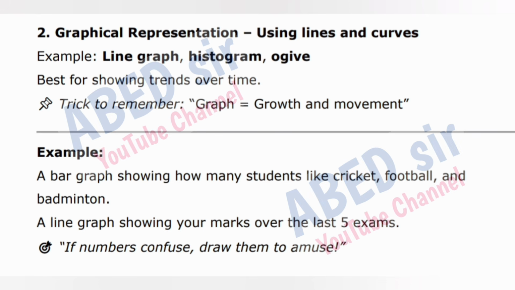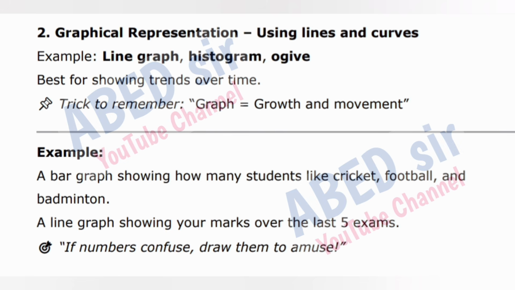2. Graphical representation using lines and curves. Example, line graph, histogram, ogive. Best for showing trends over time. Trick to remember: graph is equal to growth and movement.